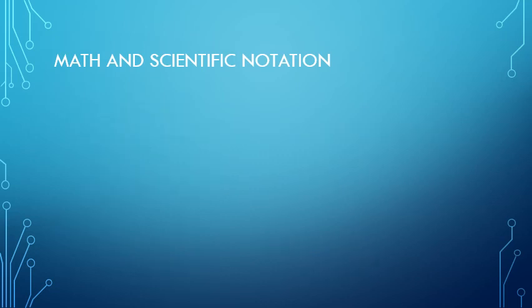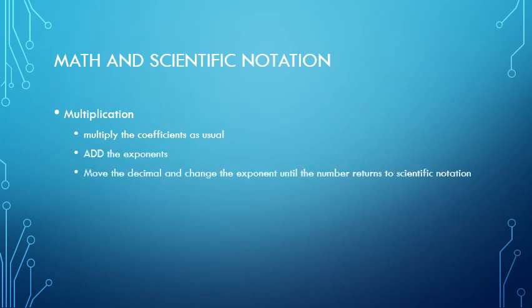Okay, so next we're going to look at multiplying. When you multiply numbers together, you're going to multiply the coefficients and then you're going to add your exponents together. Sometimes we won't have to do anything because the numbers will be small enough to stay within 10, but most of the time we're going to have to move the decimal and then change the exponent until the number returns to scientific notation. So let's look at an example using those same numbers that we started with.